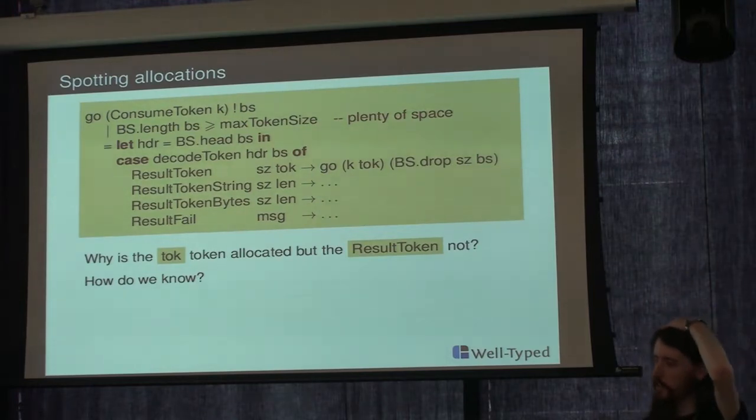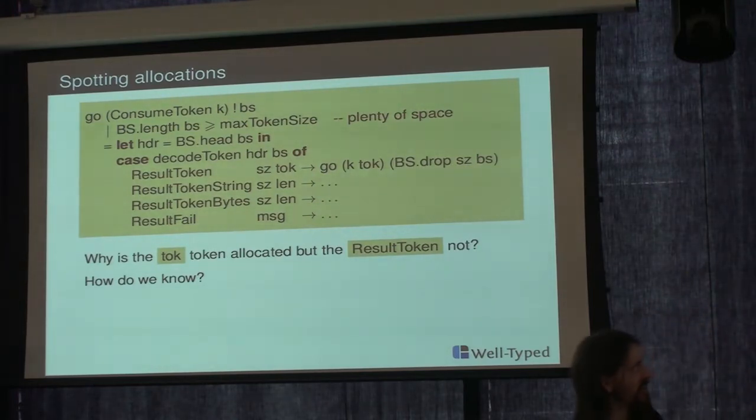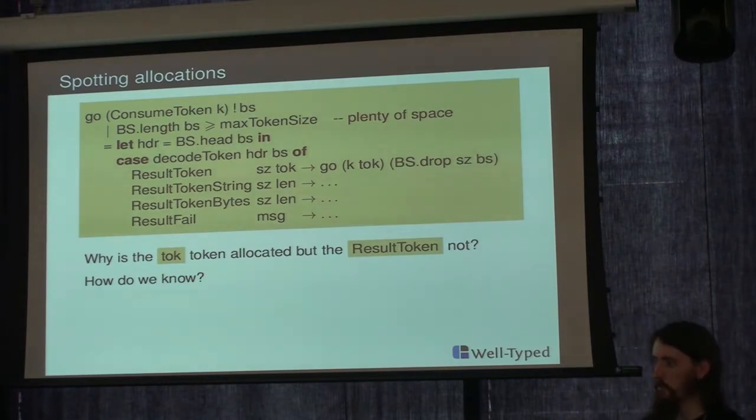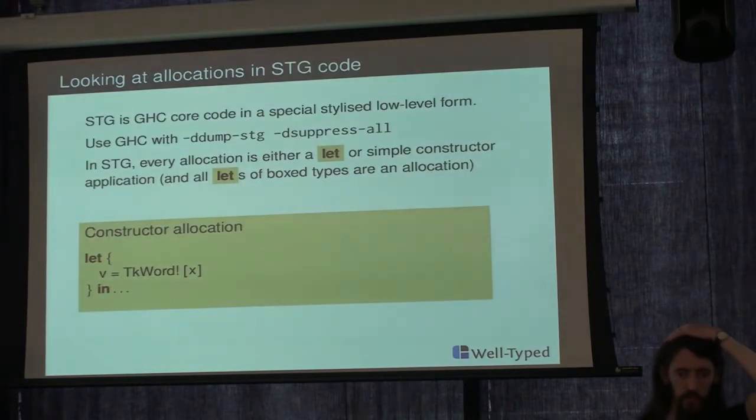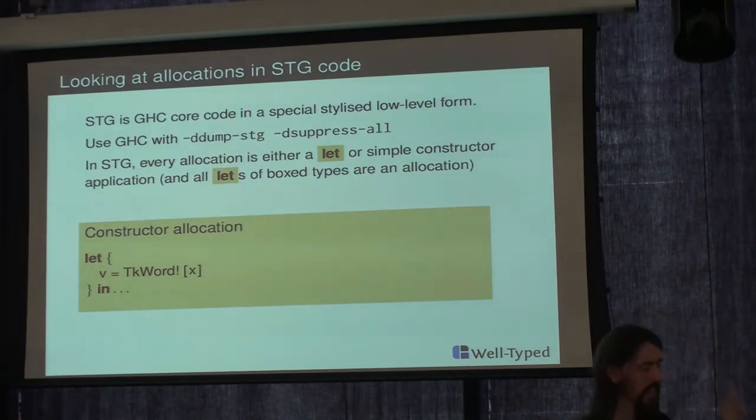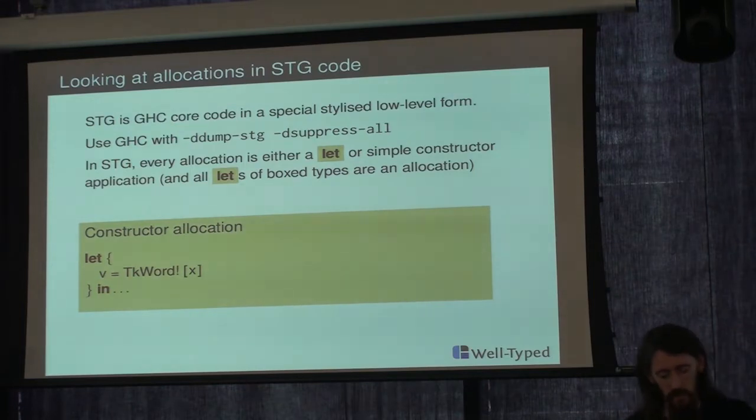With my years of knowing how GHC works, I know that this will be allocated and that won't. But it's much better to go and look, to have something definitive to go and find out. So let's find out. The best thing to do here is STG code, not Core, but STG. STG is a special stylized low-level form of Core that's the final stage of GHC's optimizer before it goes down to Cmm. And it's stylized in such a way that all allocations are explicit. And that's how we can find out.